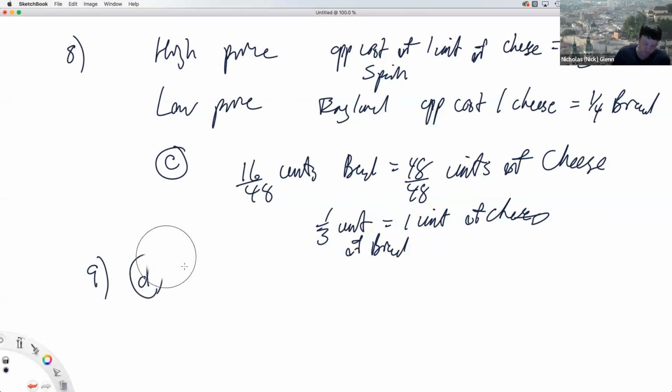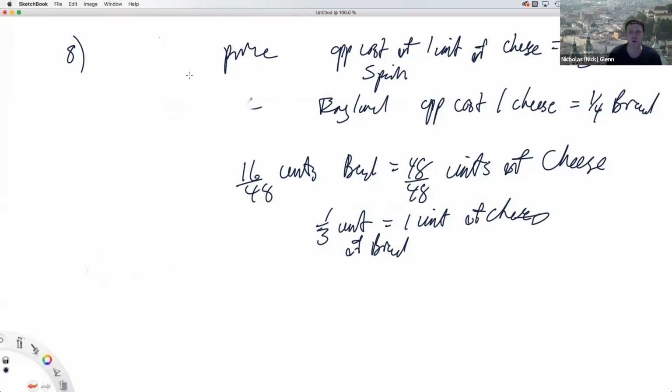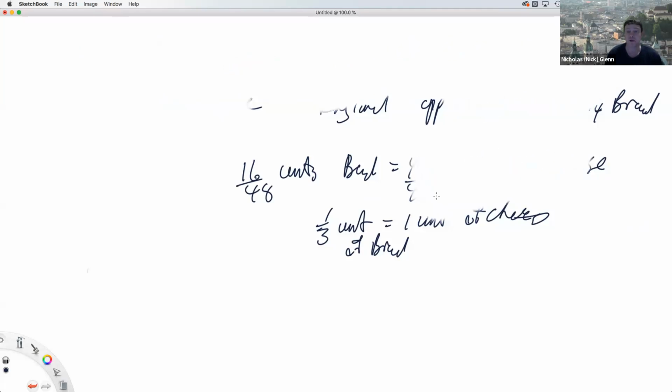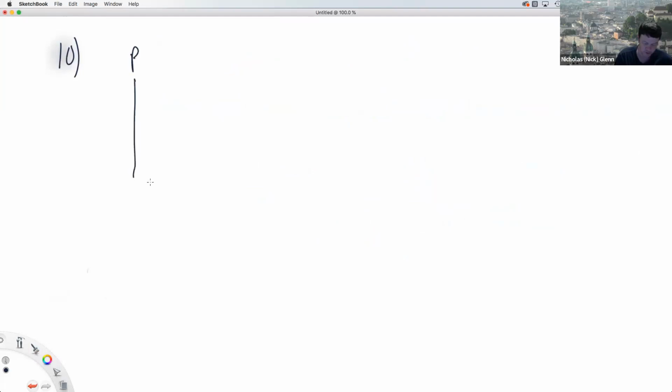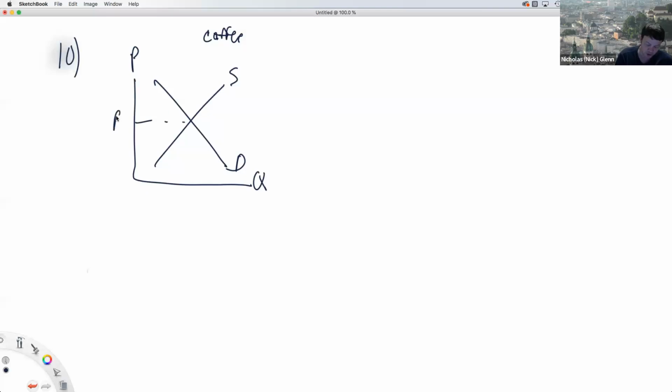Let's erase this. So 10, what would happen to the equilibrium price and quantity of coffee? First, if the wages of the coffee bean pickers fell and the price of tea fell. So we have these two events that are occurring here. Let's draw out our diagram. Okay, this is our market here for coffee. Got our supply and demand here. All right. So here's where we're starting out. This is our equilibrium price we're beginning with. There's our equilibrium quantity.